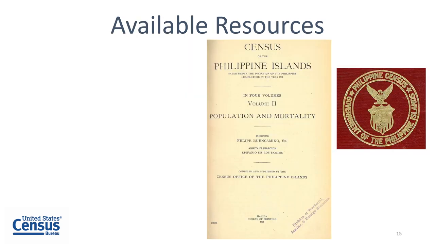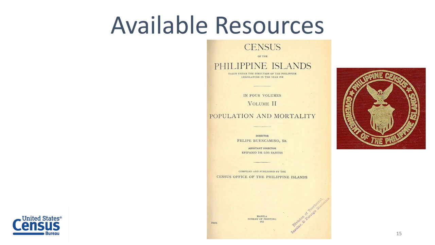The Census Bureau only helped enumerate and compile the final reports for 1903 and 1918, which are available at census.gov and in many libraries. However, unfortunately, no schedules from those censuses are available.